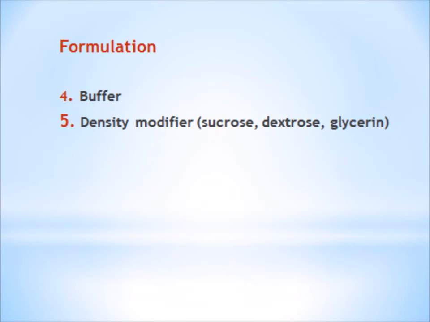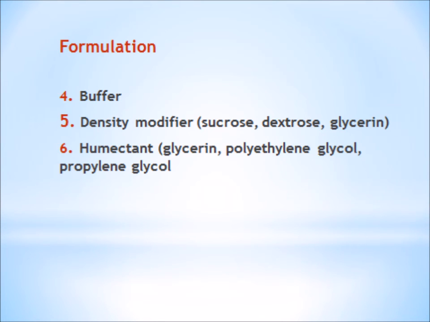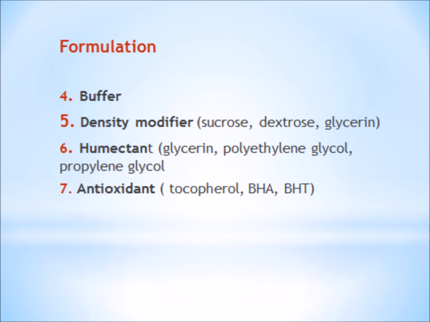Number 4, buffer. Number 5, density modifier. Example, sucrose, dextrose, and glycerin. Number 6, humectants. Example, glycerin, polyethylene glycol, propylene glycol. Number 7, antioxidant. Example, tocopherol, BHA, and BHT.